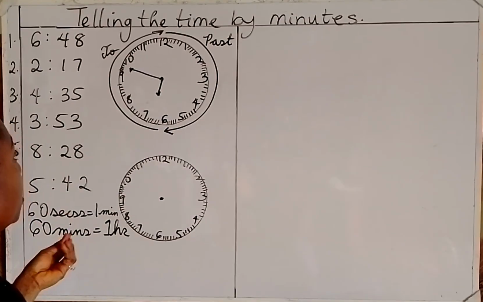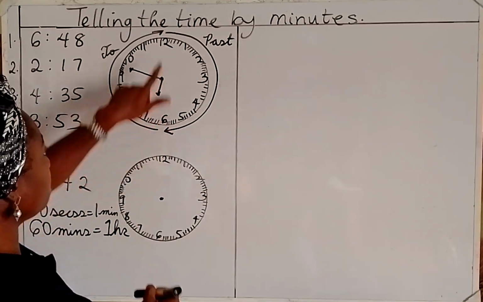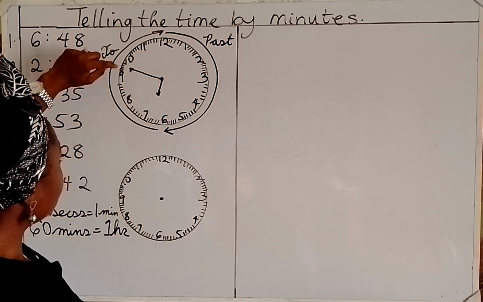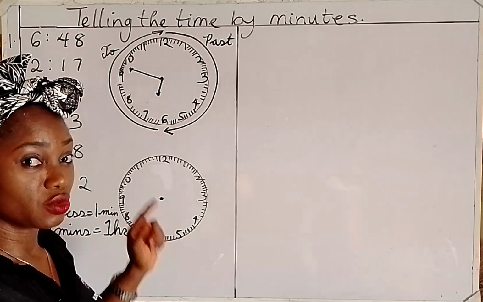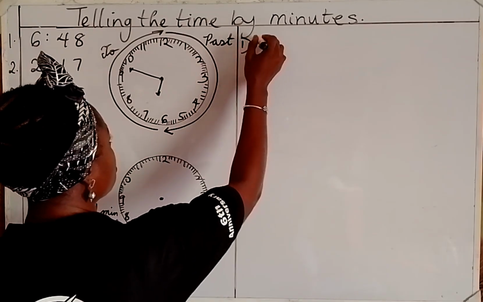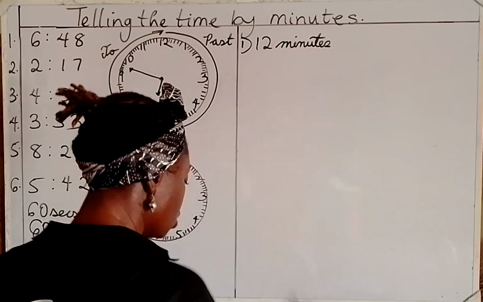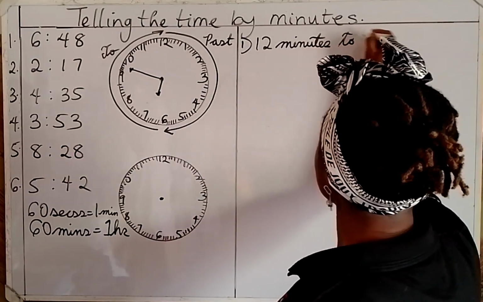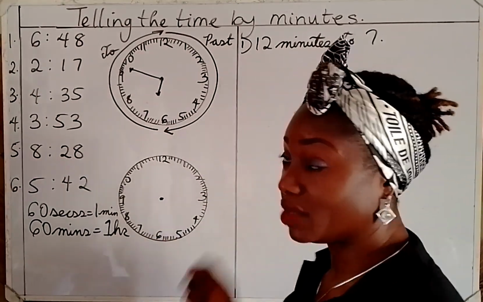So 6:48. How many minutes is it to what? To 7. So we count from 12. 12 to 11 is 5. So this is 10. Then between 10 and 9, how many minutes do we have here? 2 minutes away. So 10 plus 2 is 12 minutes. So the answer for question 1 is 12 minutes to 7. That's the answer, not 6:48. So it is 12 minutes to 7.